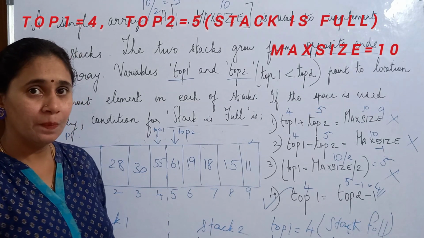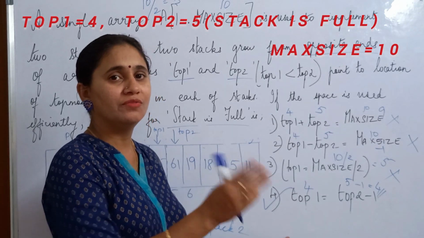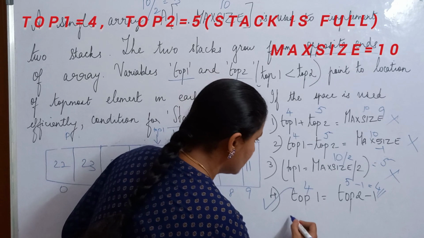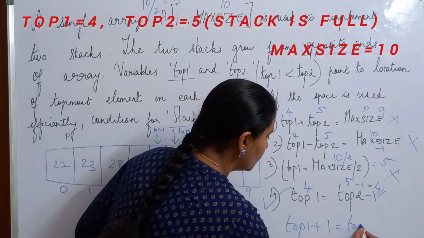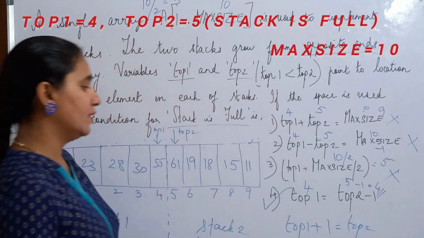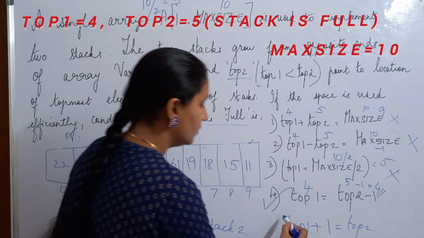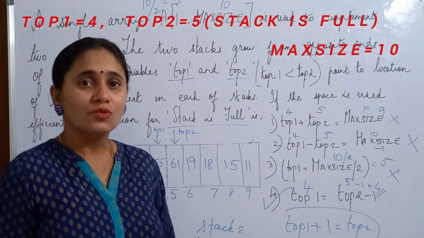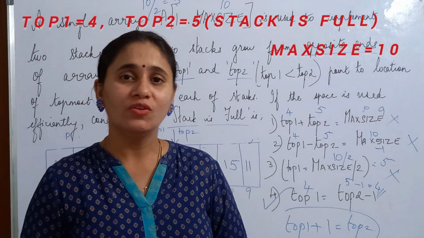Are you clear? Right. They may also change this right option into a different form. Okay, I'll tell you how. For example, they may give top 1 plus 1 is equal to top 2. This is also a right answer. If it is given in this format, it is also right. Okay friends, so this is the way of solving this type of stack problem. Are you clear with it?